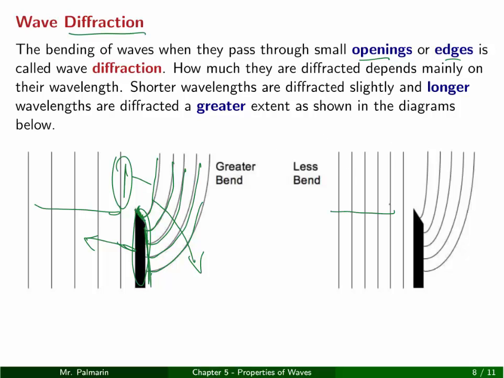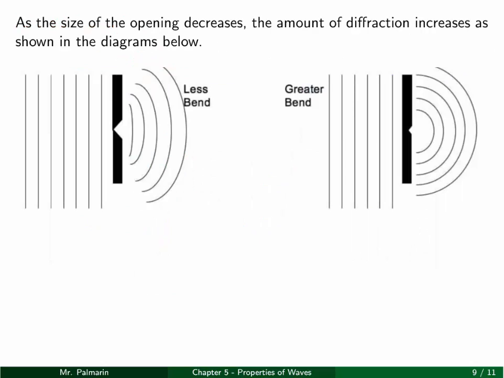There's less bend here because it really depends on the wavelength, as I say here. If the wavelength is greater, you'll have greater bending. If it's shorter, you have less bending. And this is called diffraction. So here the diffraction is great. Greater bend, so greater diffraction. Less bend, less diffraction. You get the idea. You'll be expected to draw some of these.